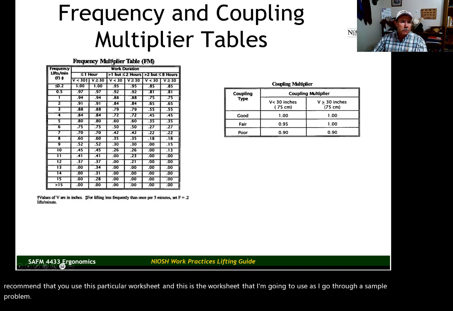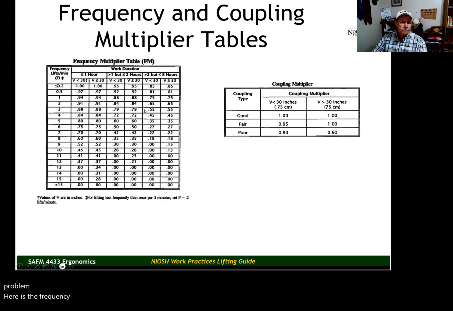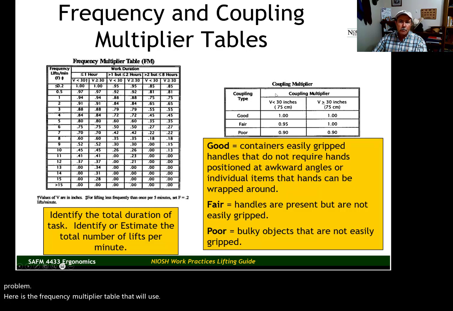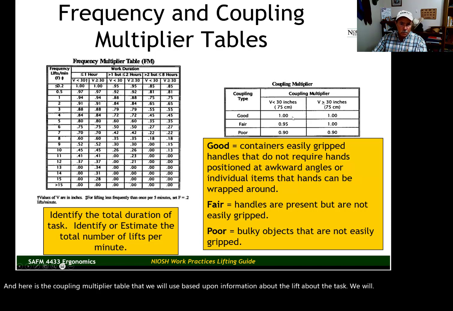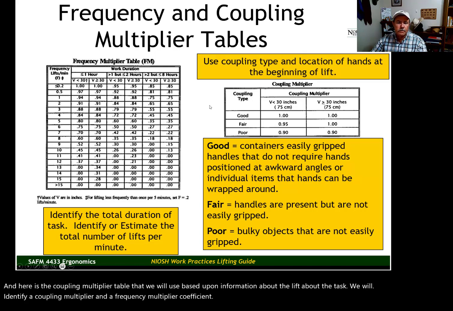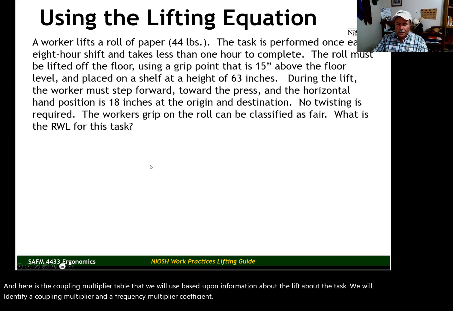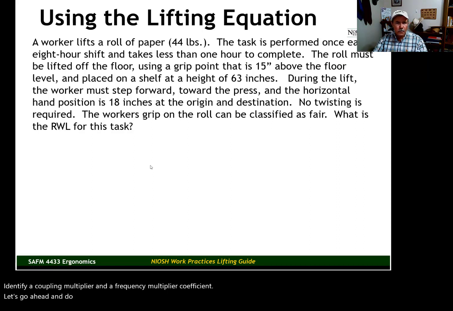Here is the frequency multiplier table that we'll use. And here is the coupling multiplier table that we will use. Based upon information about the lift, about the task, we will identify a coupling multiplier and a frequency multiplier coefficient. Okay, let's go ahead and do this. This hopefully will make sense to you if it's not already.